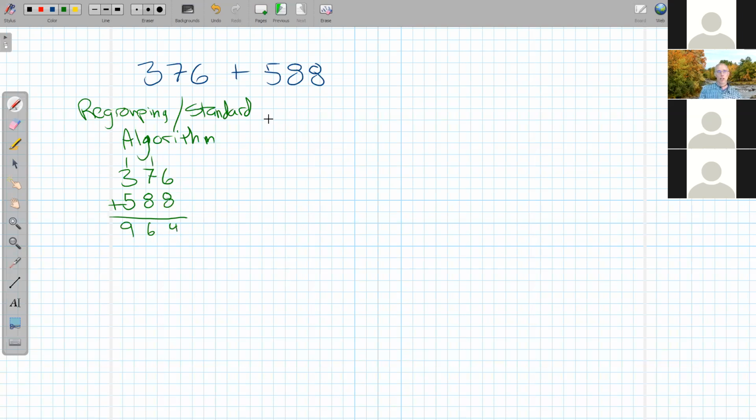Okay. Then there's what I referred to as the expanded algorithm. So let's try that here. An expanded algorithm just depends on place value.